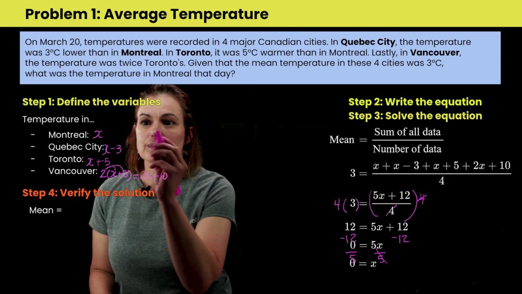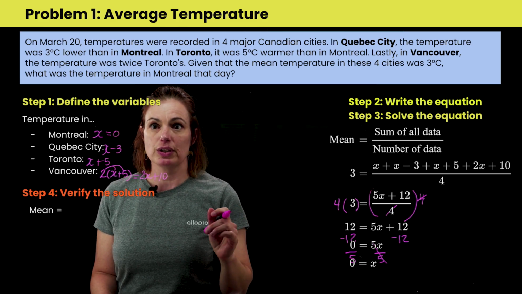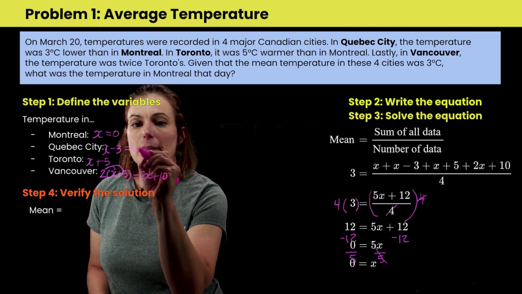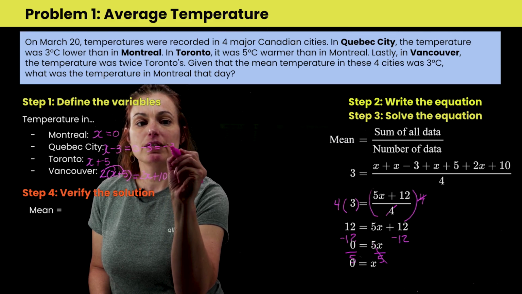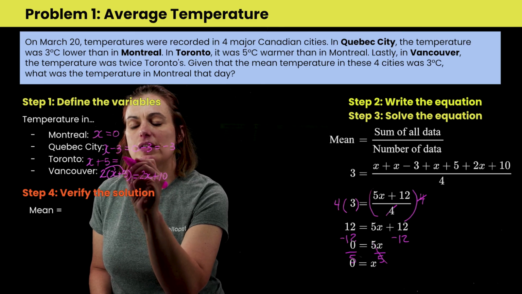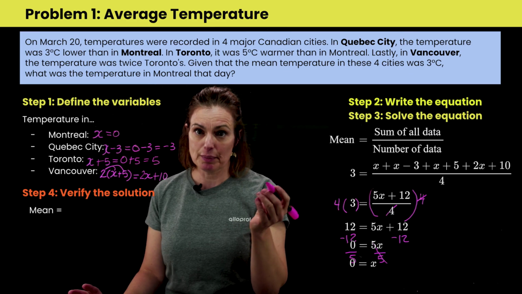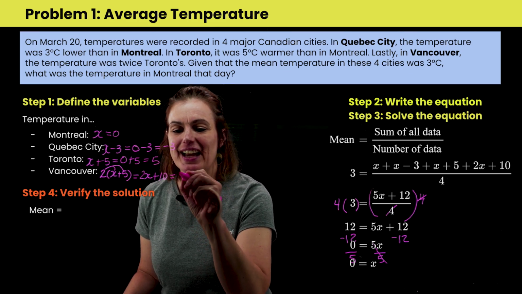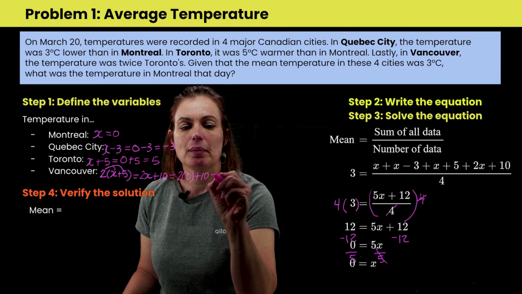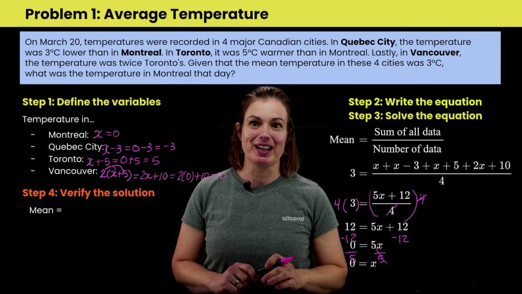So let's do that. I said that Montreal is equal to 0 degrees. That's the X value I found here. That means that in Quebec City, I have 0 minus 3 to give me negative 3 degrees. That also makes sense for Quebec City in March. In Toronto, that's 0 plus 5 to give me 5 degrees. That makes sense for Toronto in March. And lastly, I have 2 times 0 plus 10 to give me plus 10 degrees in Vancouver, which, lucky Vancouver, makes sense for March 20th.